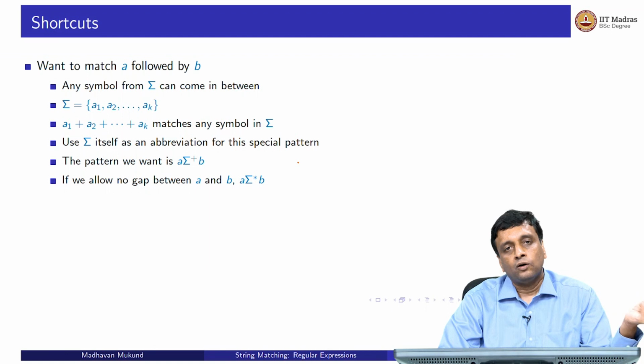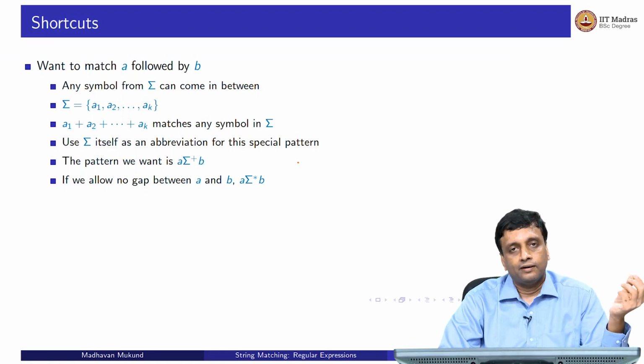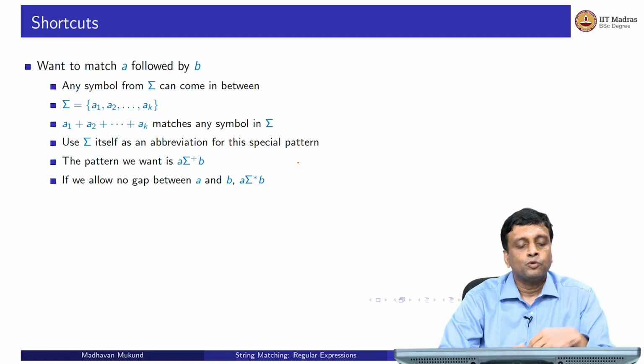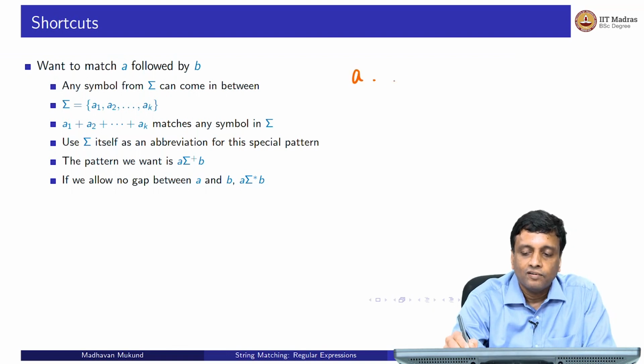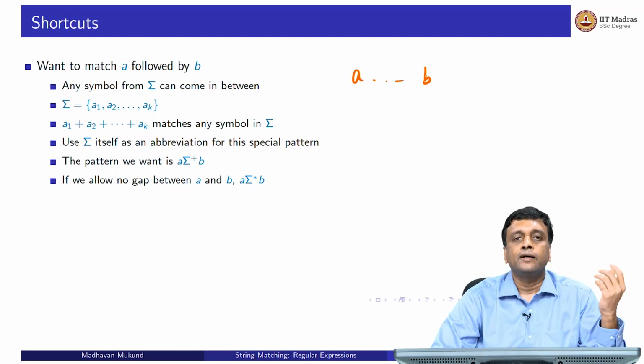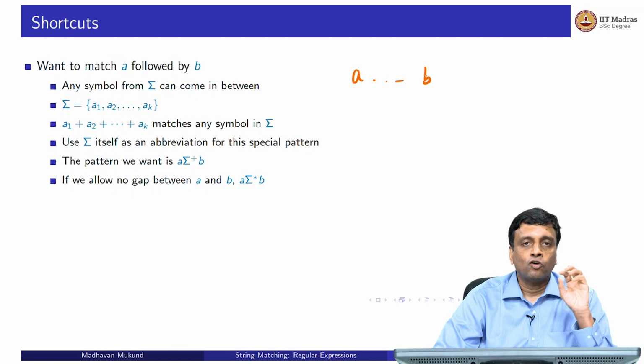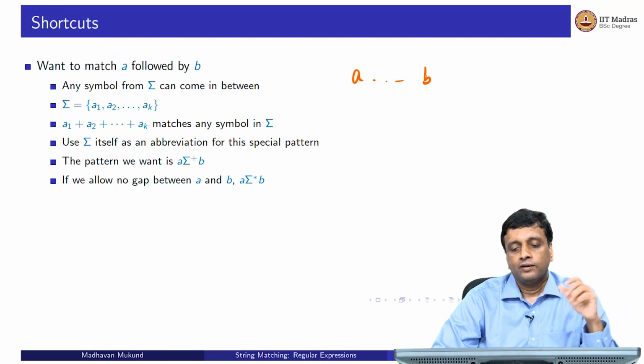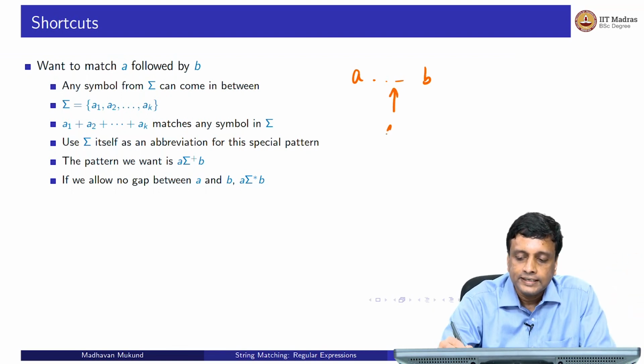This can now be extended with some shortcuts. For instance, supposing I want to match an A followed by a B, like we had earlier the string sub followed by TION, with what comes in between being any symbol from sigma.